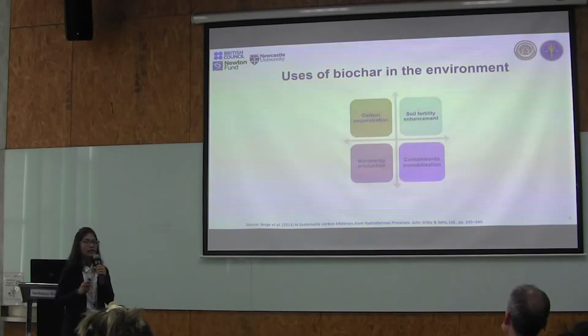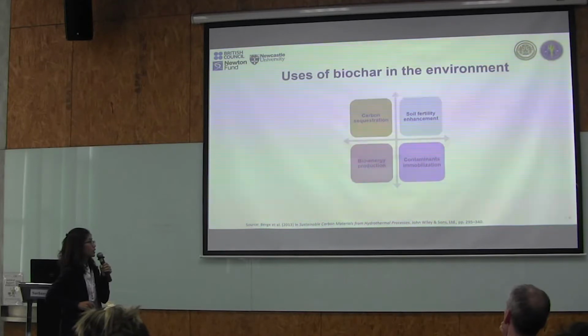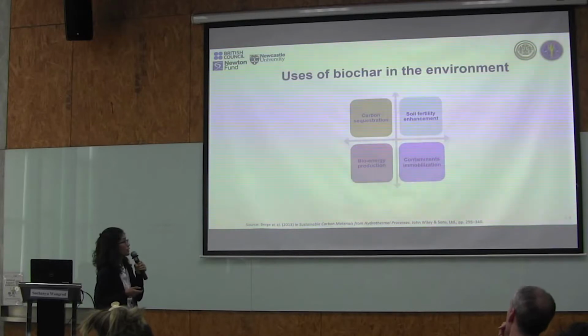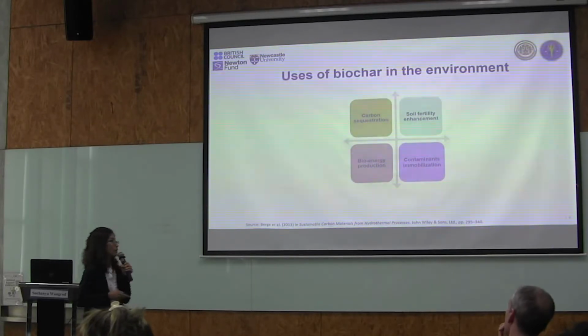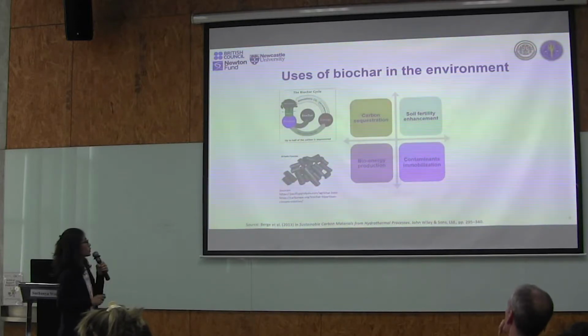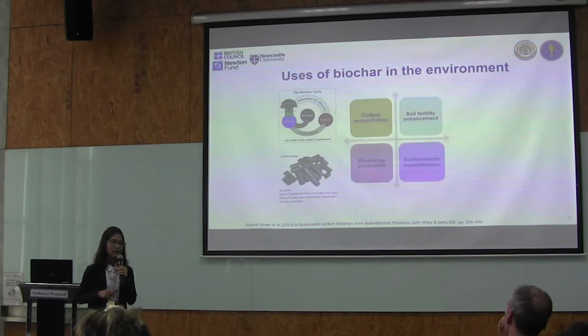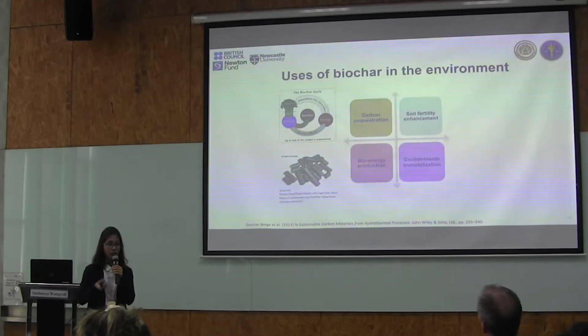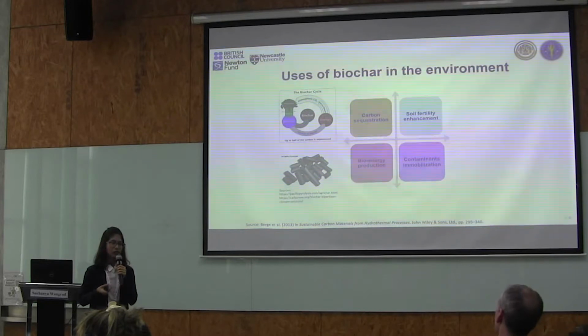So normally there are four main aspects for the biochar application in the environment. First, carbon sequestration; second, use as a bioenergy; third, use as a soil promoter to enhance soil fertility; and the last aspect is to immobilize contaminants. For carbon sequestration, if we apply the biochar to soil, then the biochar can capture carbon dioxide emission from the soil to the atmosphere, and as a result, it can reduce greenhouse gas emission.